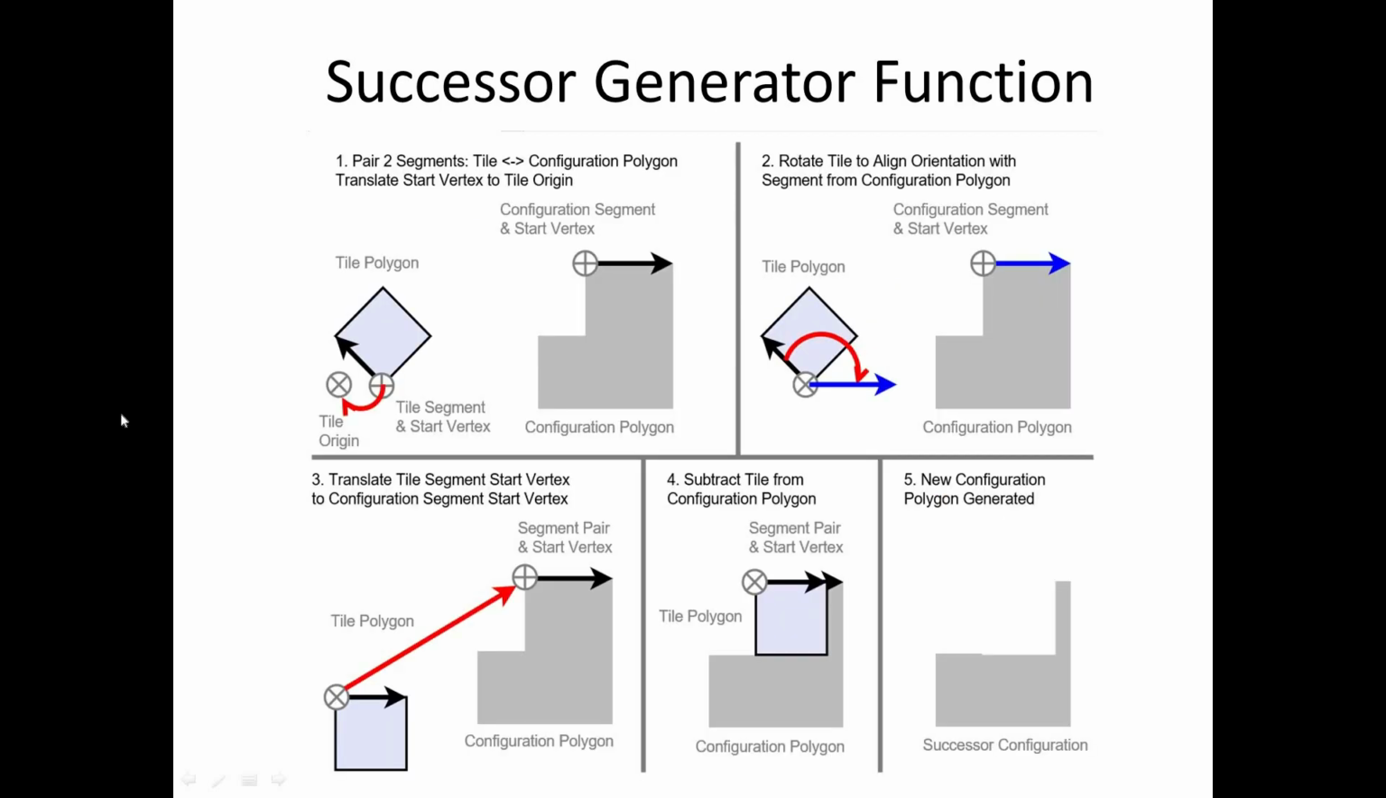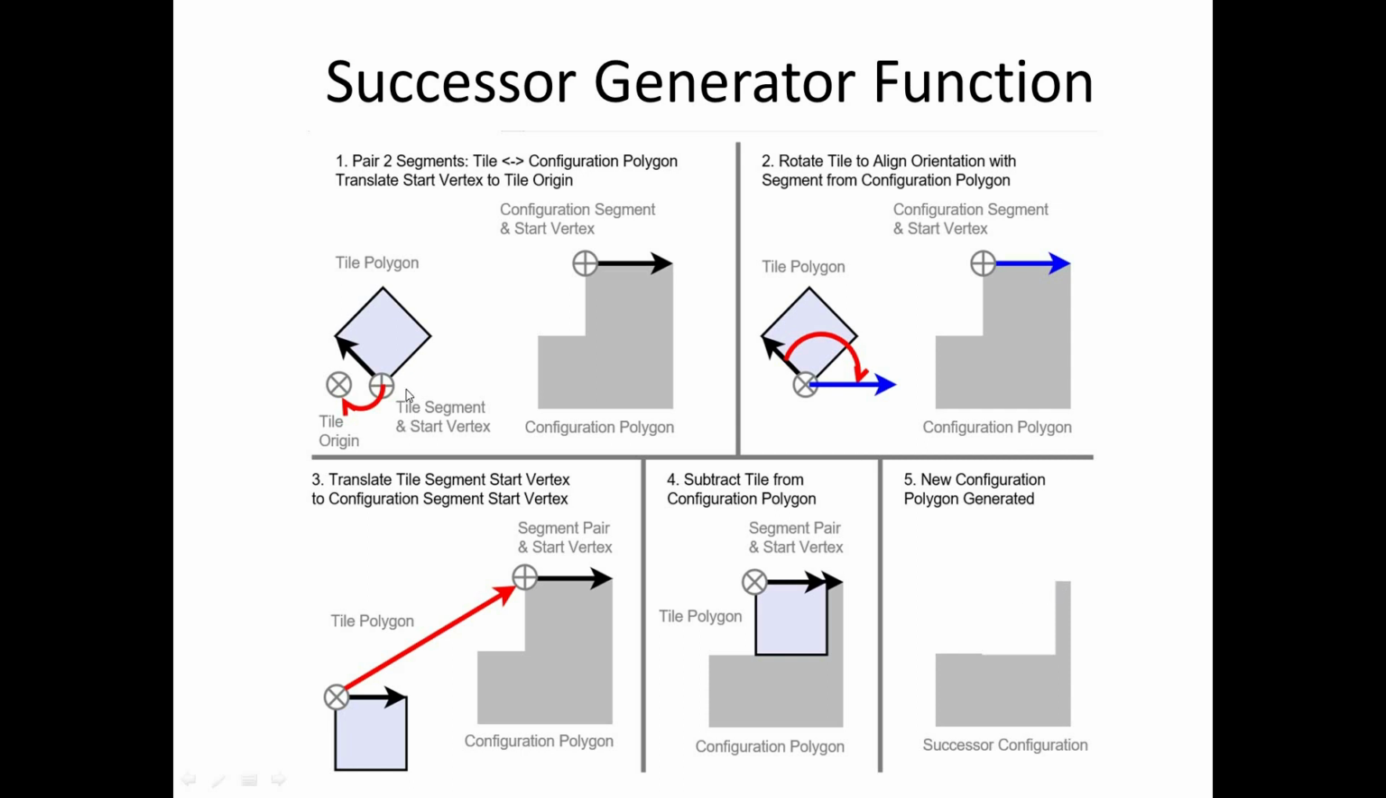But how do we actually compute a successor configuration polygon for a given tile polygon and a component polygon? This is illustrated here. We would like to find a transformation that transforms the tile polygon onto the inside of the component polygon, as shown here. Then we can simply subtract the tile polygon from the component polygon if it happens to lie on the inside and touches the component polygon from the inside.